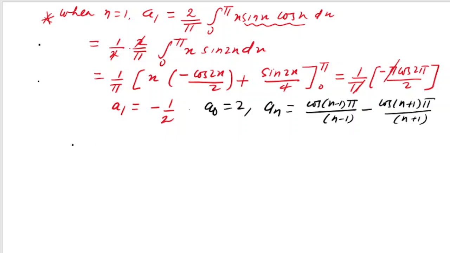So a naught, a1, what will be a2 if I calculate it? Because if I write the expression, it will become very complicated. So let me calculate a2 here separately. So if I calculate a2, I will get cos (2 minus 1)pi.